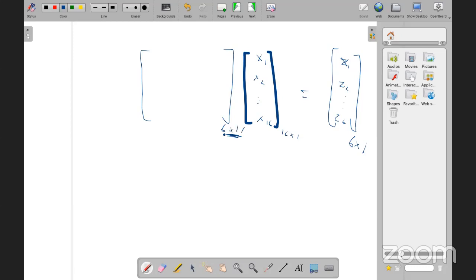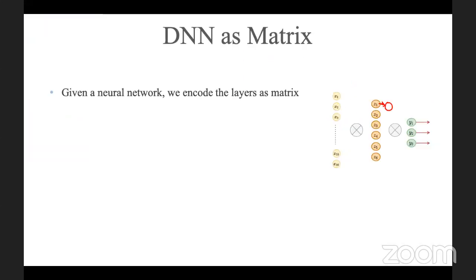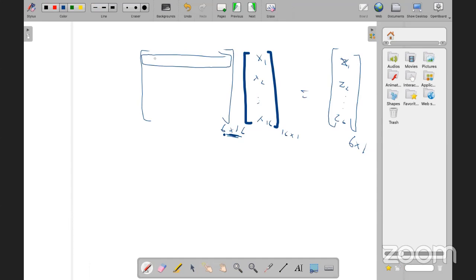And what do you think will be the values in this row? What should I put in this row with respect to this network? The weights that are feeding into Z1. Exactly, so the first neuron: W11, W12 until W1 16. These are the weights for the first neuron, and you go on for all the 6 neurons, and when you multiply that, you'll get this.